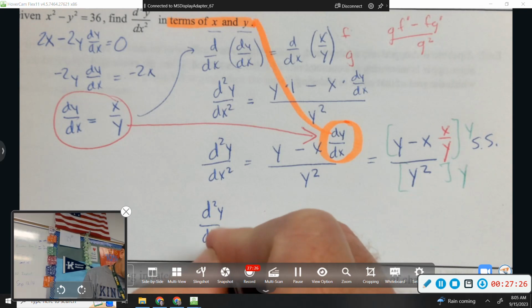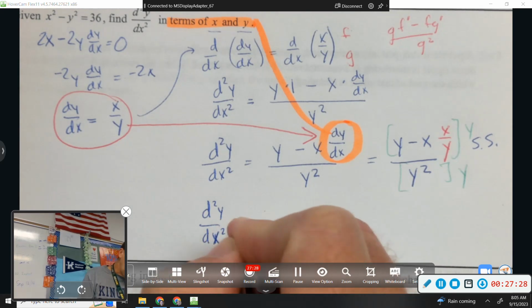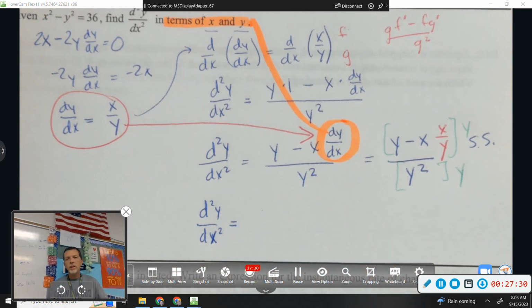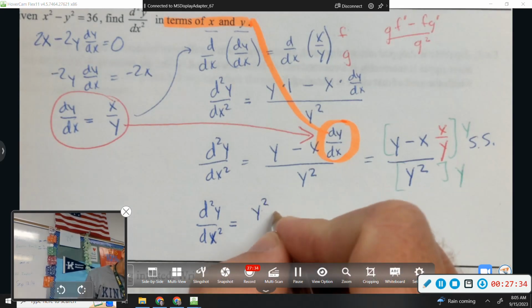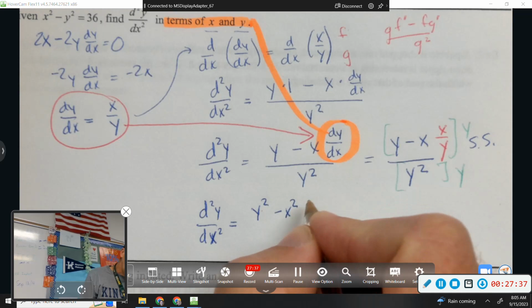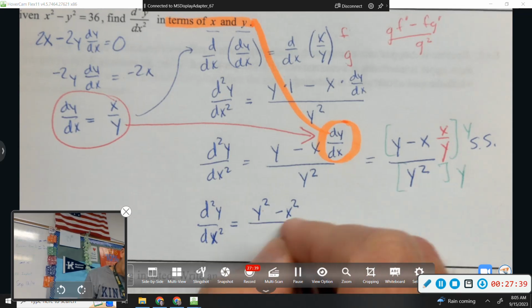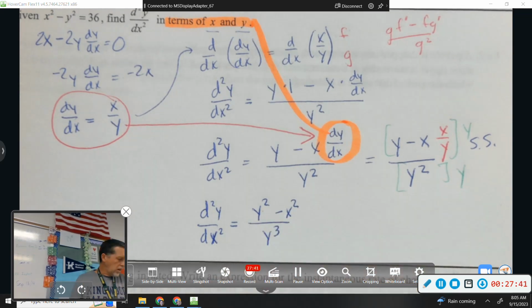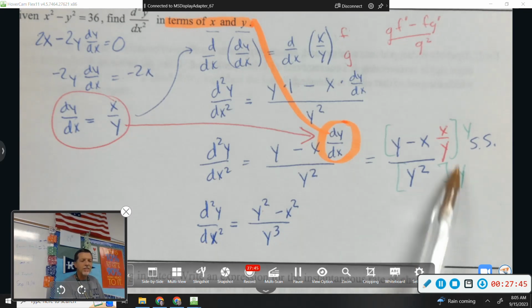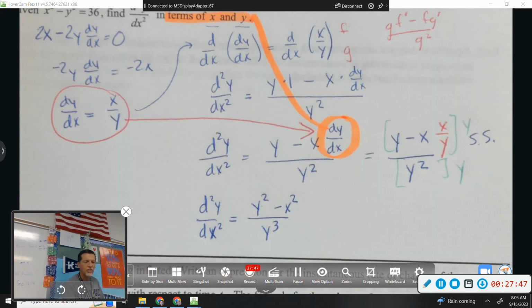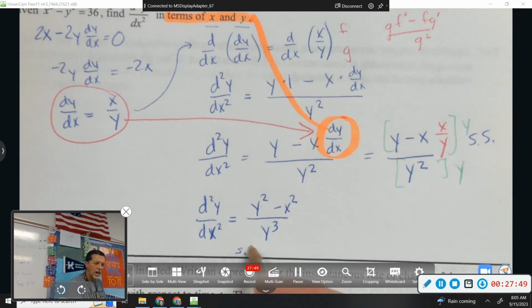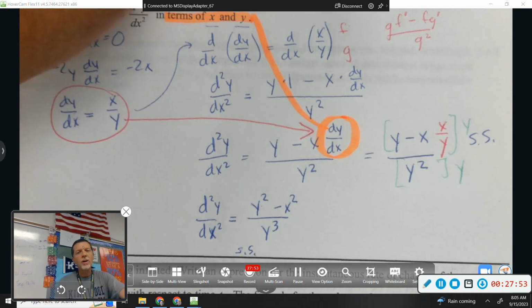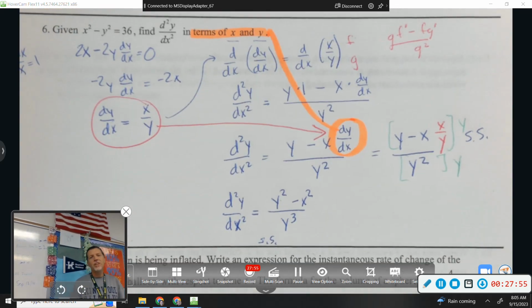This would be a great spot to get partial credit on a multiple choice test. So I've got y squared minus x squared in the top, and then y cubed in the bottom. Okay, that's a little cleaner looking than this. It certainly still answers the question. That's a safe stop. But a multiple choice test is going to go one more, and they really like asking this question, so you'll see it again.